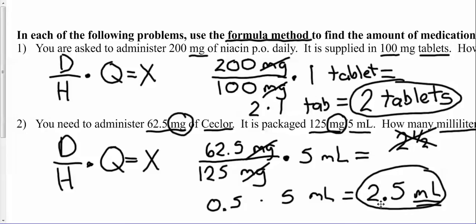So these are two beginning examples from Chapter 10, Dosage Calculations, using the formula method, D divided by H times Q.